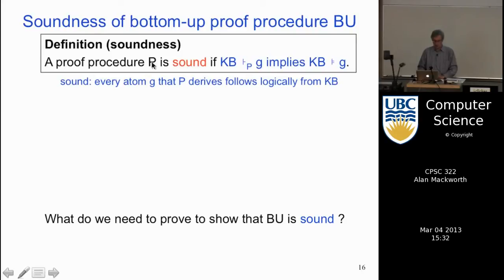Okay? Remember what soundness is? A proof procedure P is sound if G derivable by P in the knowledge base implies that G is true in all models of the knowledge base. Okay, so we've got a proof theoretic idea here, we've got a model theoretic idea here, right? Or syntactic. So this is syntactic, this is semantic. That's another way of thinking about it. We want to connect the two here.